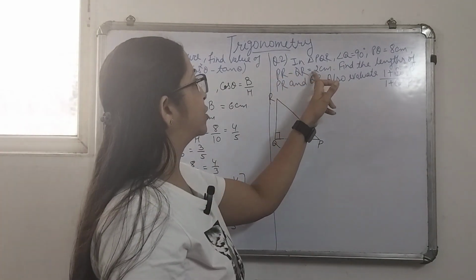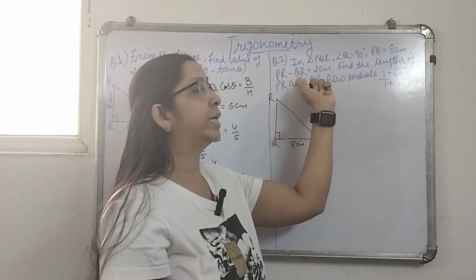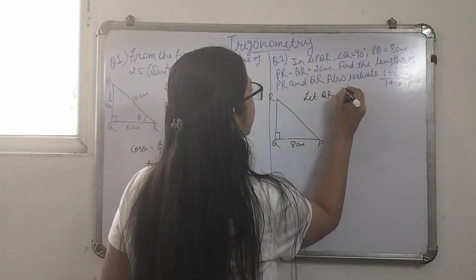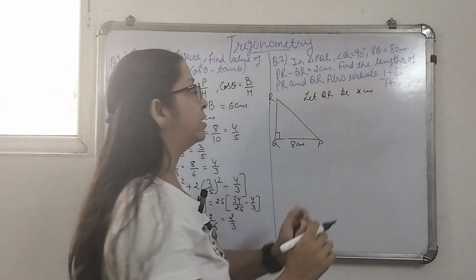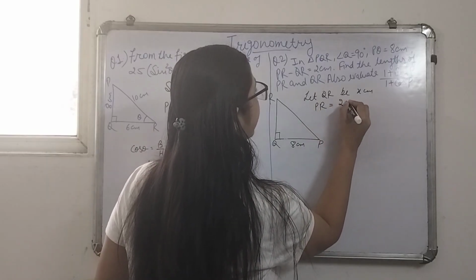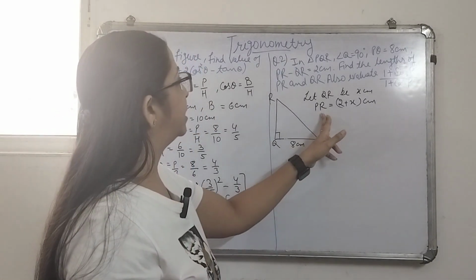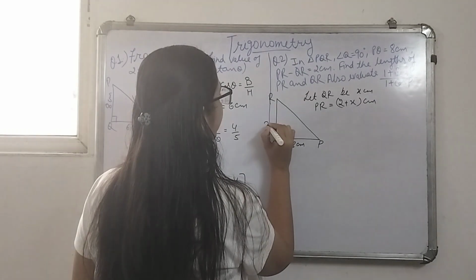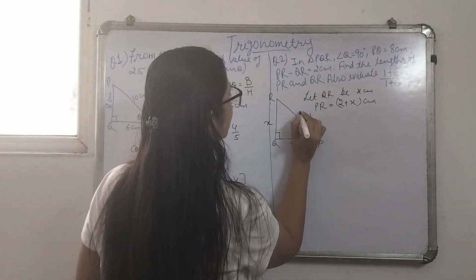Now PR minus QR is 2 centimeter. That means PR is 2 centimeter more than QR. So we are assuming let QR be x centimeter. So if QR is x centimeter, PR will be 2 plus x centimeter, or we can say x plus 2 centimeter will be the length of PR. Now we will be keeping it over here. QR we have assumed to be x centimeter and PR we have assumed to be x plus 2 centimeter.